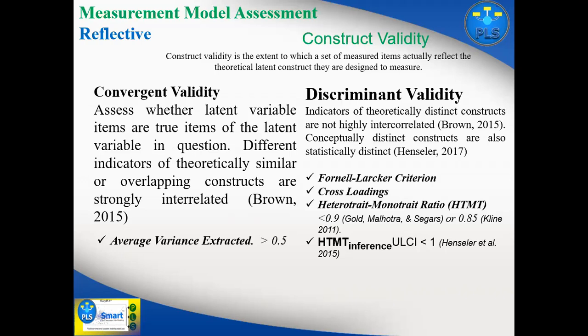So if this one was good and you want to assess convergent validity, I told you every AVE must be greater than 0.5. Then if you go for discriminant validity, you go for three things: HTMT, cross loading, and the Fornell-Larcker criterion. I will show you when we run it. It will tell you what each of them means and how you report it.